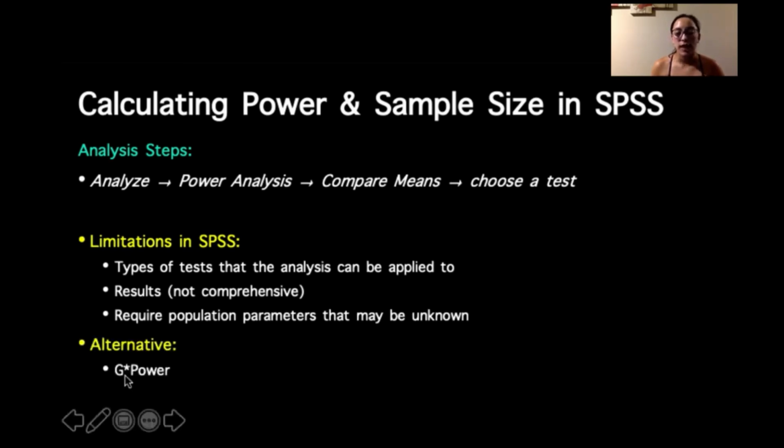The alternative that I like to use is G-Power, which is what you guys will be working with in your activity this week. And that allows you to have a lot of different starting point options. You can choose a lot of different types of tests that you would want to calculate power and sample size for based on the number of groups you're comparing. And all around, I think it's a really nice program. It's pretty user-friendly, so you shouldn't have too hard of a time with it.